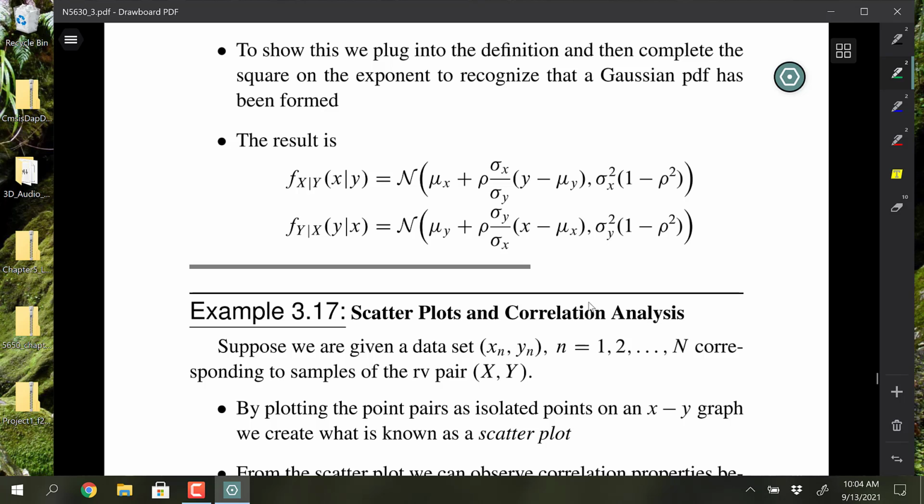It's just that now the covariance or the correlation coefficient enters into that, and it depends on the value of X or Y in each of those. So the conditioning event controls the mean. As you move along the x-axis, you will get a different mean shift on the conditional PDF of y given x.